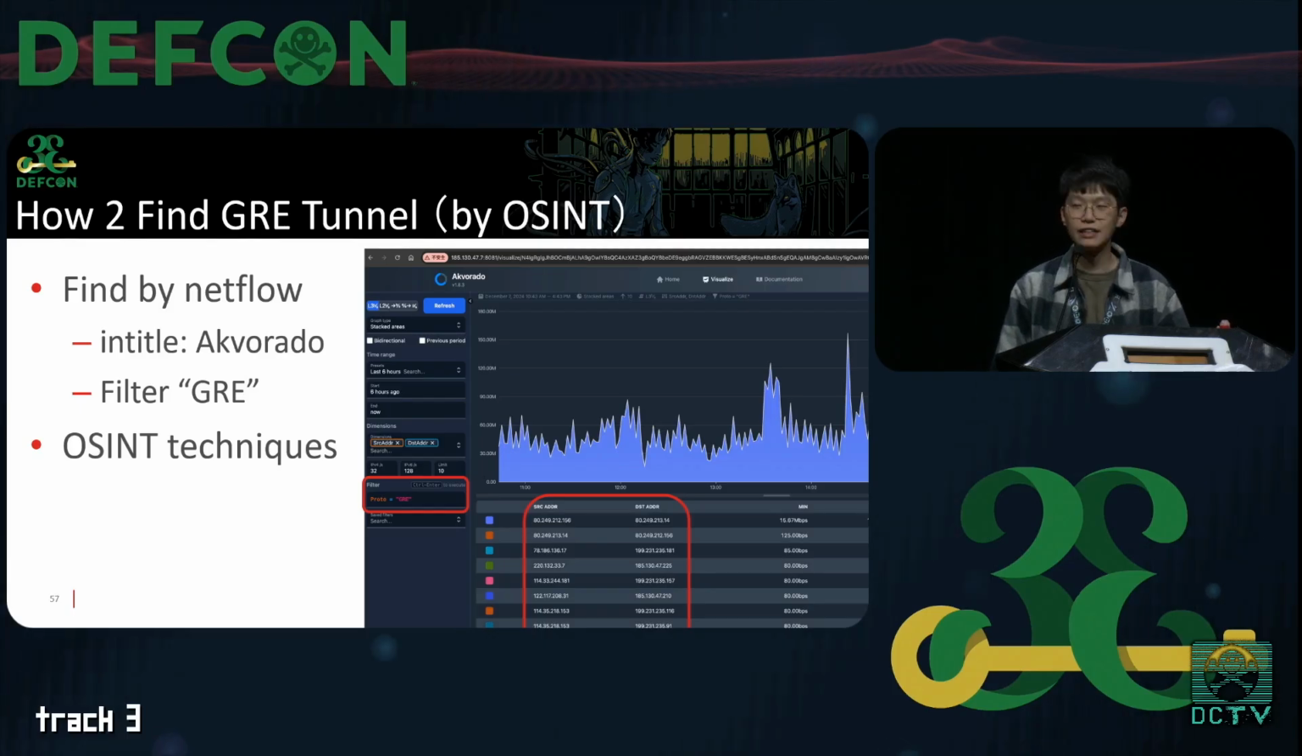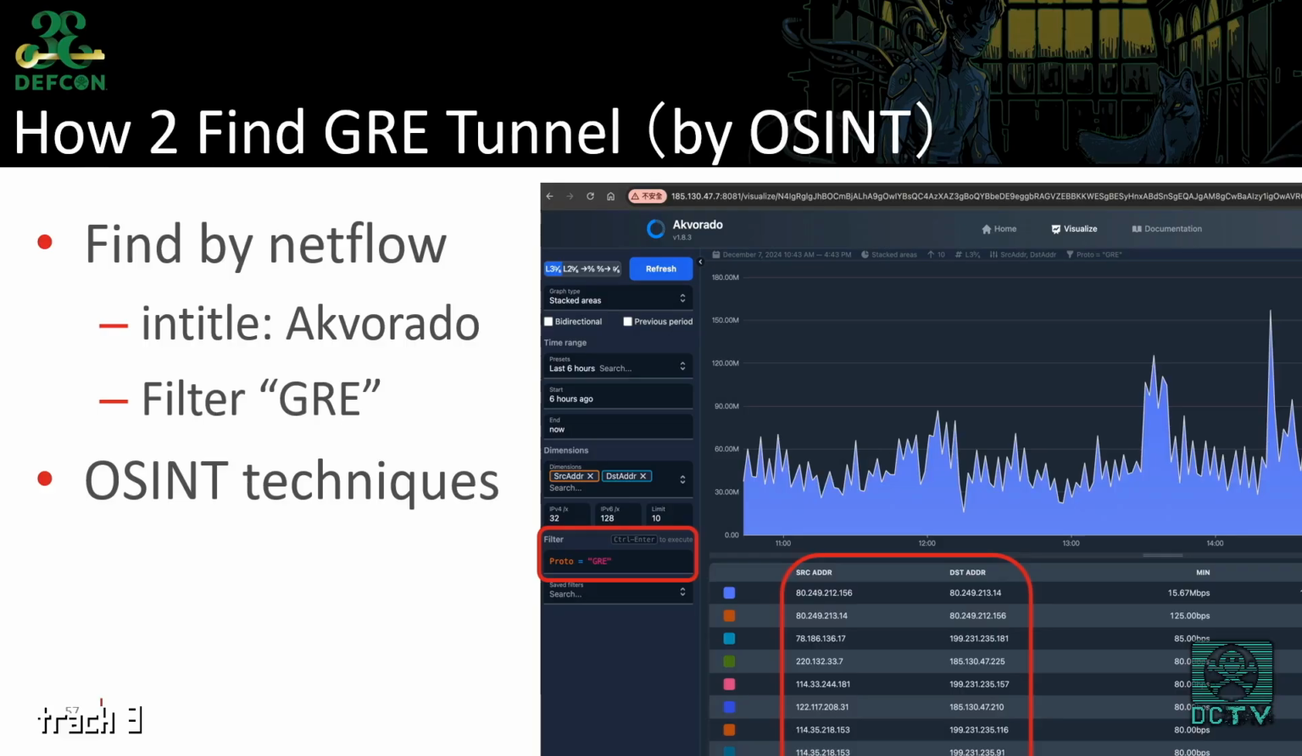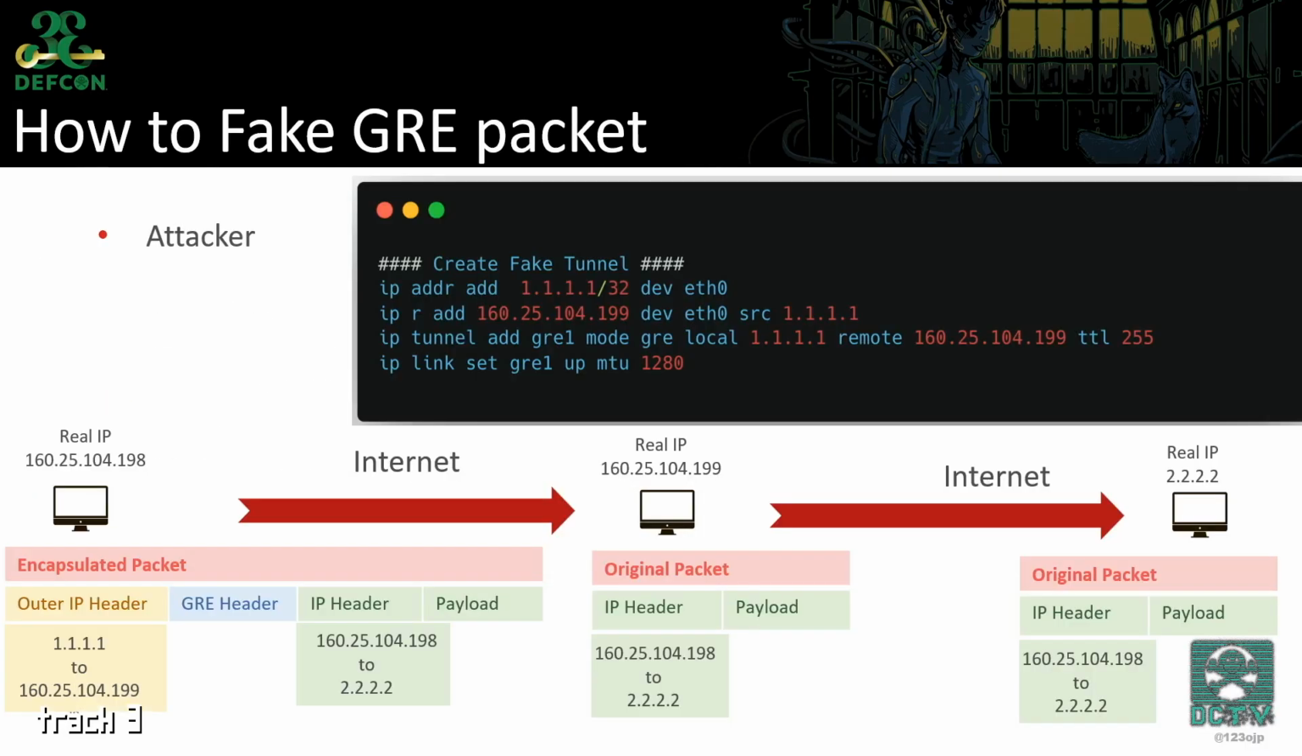So how do we find a GRE tunnel? We can use OSINT techniques. For example, we can search for a NetFlow dashboard like Akvorado on Google and filter for GRE traffic. This way, we can obtain the IP address on both ends of the tunnel. Other OSINT techniques can also help too. Also, we can use GRE spoofing techniques to scan for existing GRE tunnels.